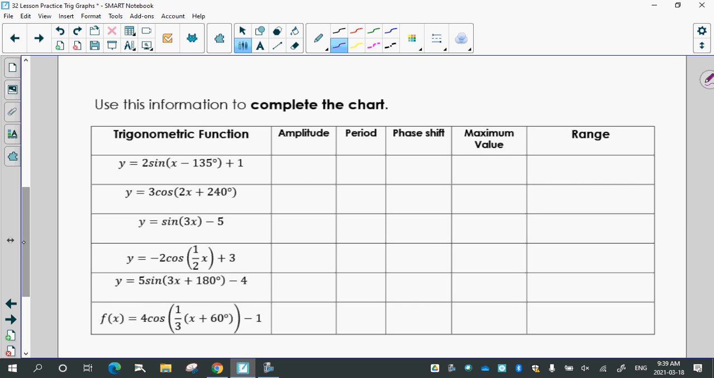Okay? So we're going to do the amplitude column first. So just by looking at the equation, remember amplitude is the absolute value of the A value, which is the number up front, meaning that it can never be negative, never negative.